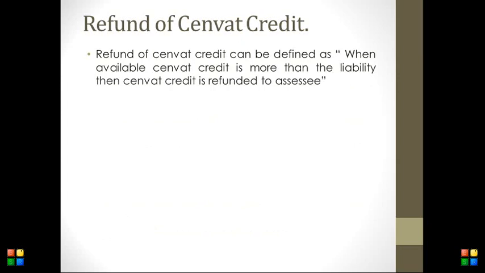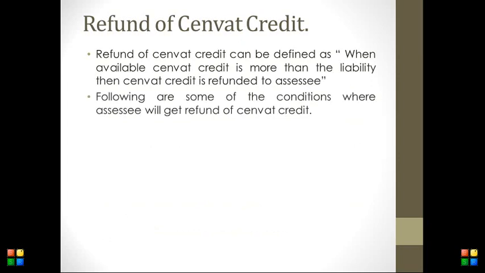Next one is refund of Cenvat credit. Refund of Cenvat credit can be defined as: when available Cenvat credit is more than the liability, then Cenvat credit is refunded to the assessee. That means the liability is less than the Cenvat credit. At such time, the Cenvat credit is refunded by the department in cash.